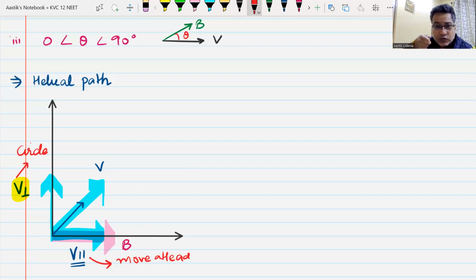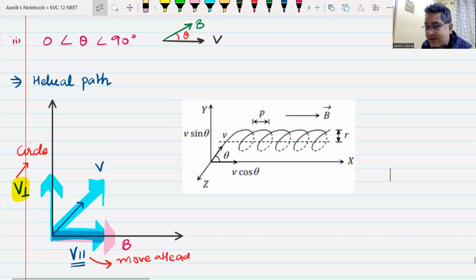It is like your screw. When you turn your screw, it moves ahead. The thread on your screws is helical in nature. Do you understand? The thread on the screw that you use, if you have used a screw, is helical in nature. So what is going to happen is this body is going to move ahead and move in a circle.